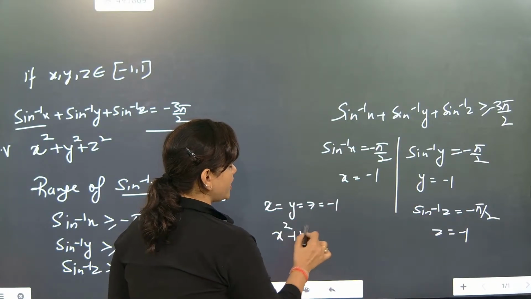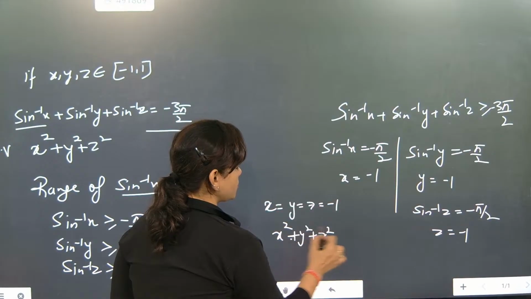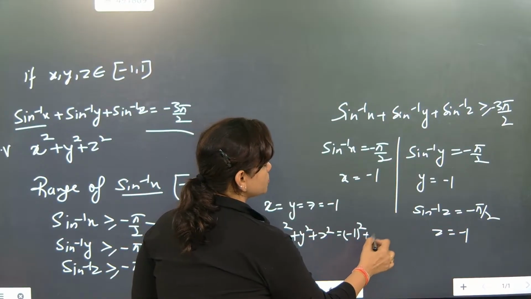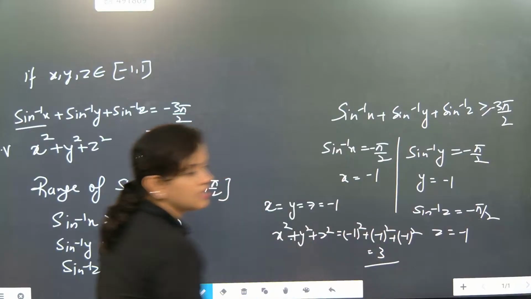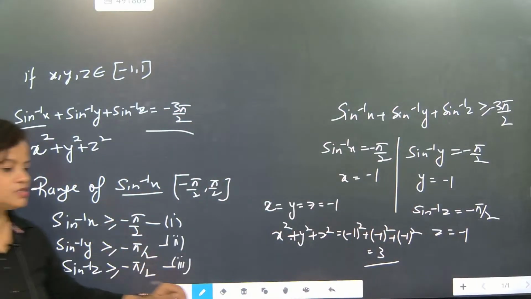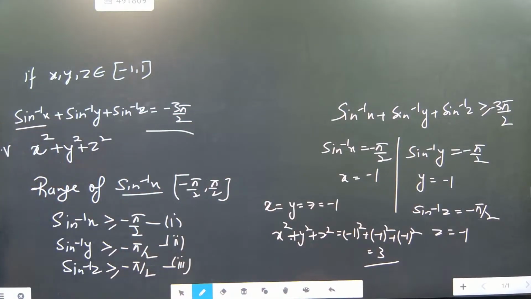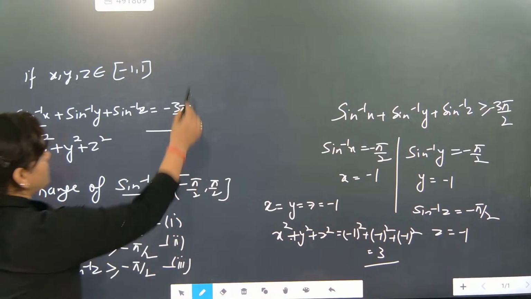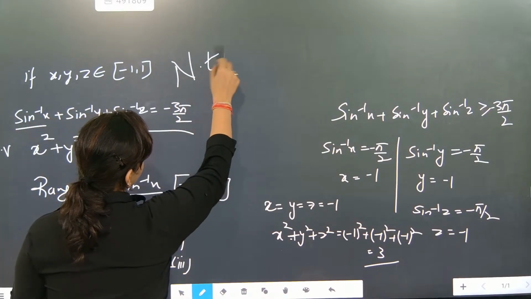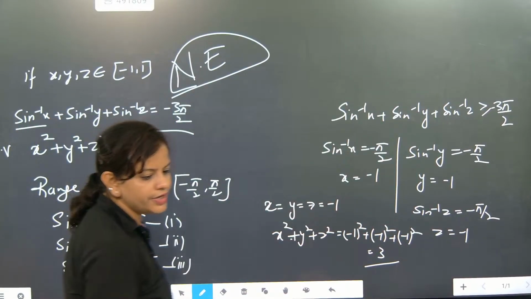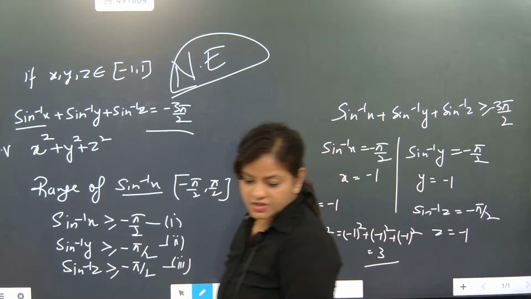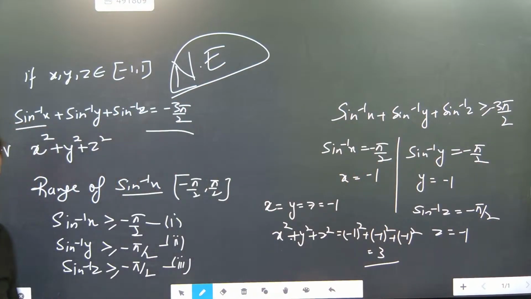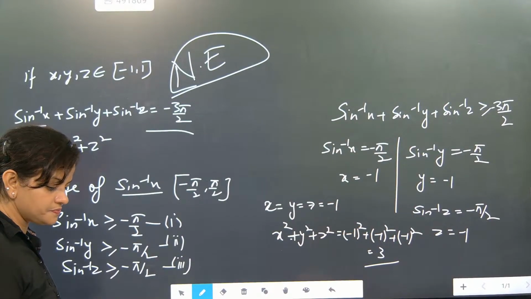So what is x square plus y square plus z square? It is minus 1 square plus minus 1 square plus minus 1 square, so it will come as 3. So this type of question, please don't lose. This is an NCERT exemplar question, and it was given in the sample papers for 2023 and 2024 released by CBSE. So 100% we are not going to leave this type of question and go for writing the examination.